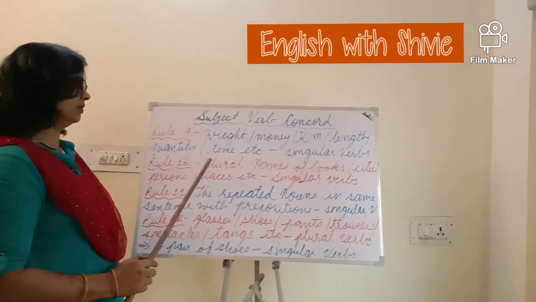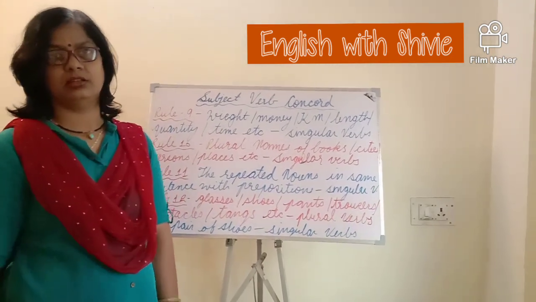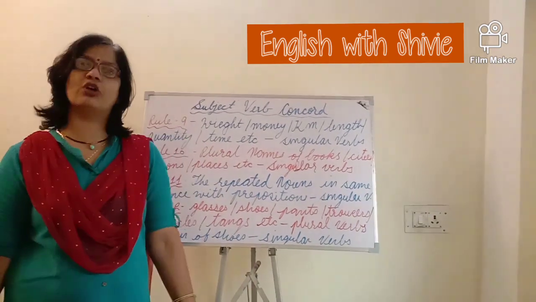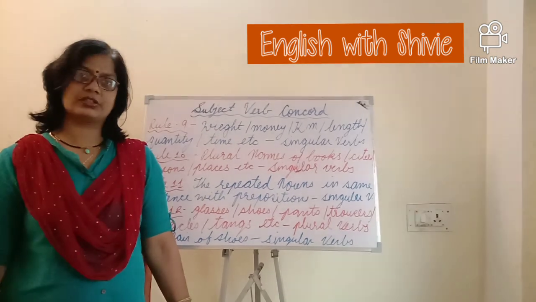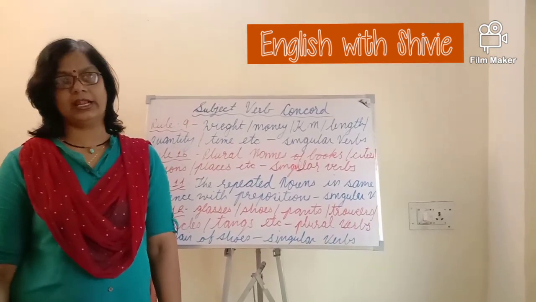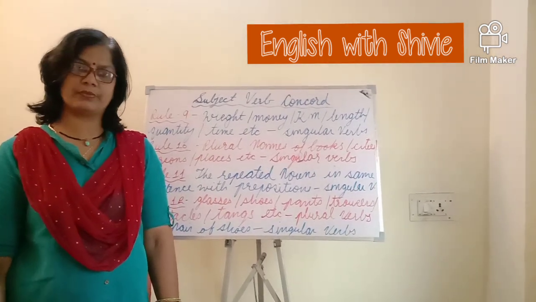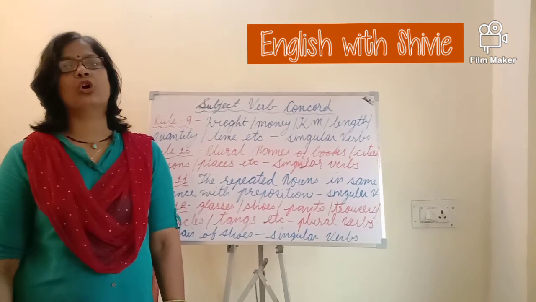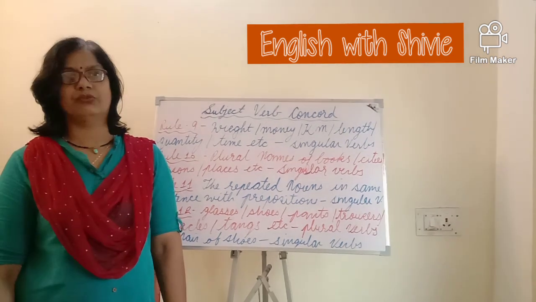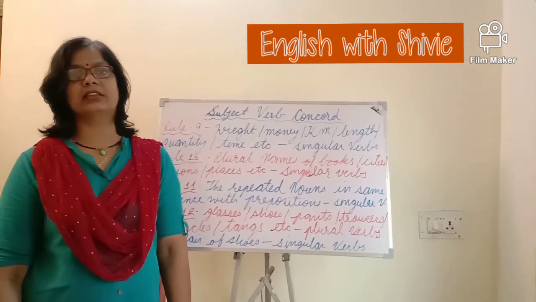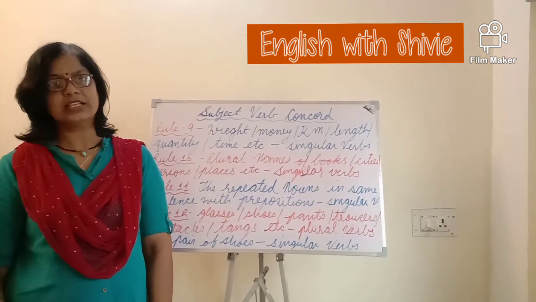Next is rule 10. Plural names of books, cities, persons, places, etc. If these names are in plural form, then every time we will write the singular verb. Like Arabian Nights. It is the name of a book. Arabian Nights is a very interesting book. Andaman and Nicobar Islands is a good place for visiting. So here are the plural names of the cities, of the states and the books. Even then we use the singular verbs.